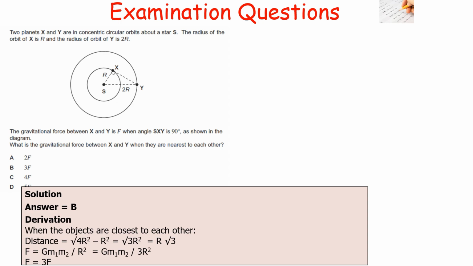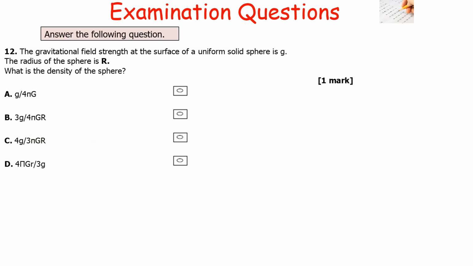We know that the gravitational force is equal to G m1 m2 over r squared. Now we know that r is equal to r square root 3, so therefore r squared is going to be equal to 3r squared, because we know that square root 3 squared is just 3 and r squared is r squared. So therefore we can say that it's going to be equal to 3f, because we've increased our value of r by 3.